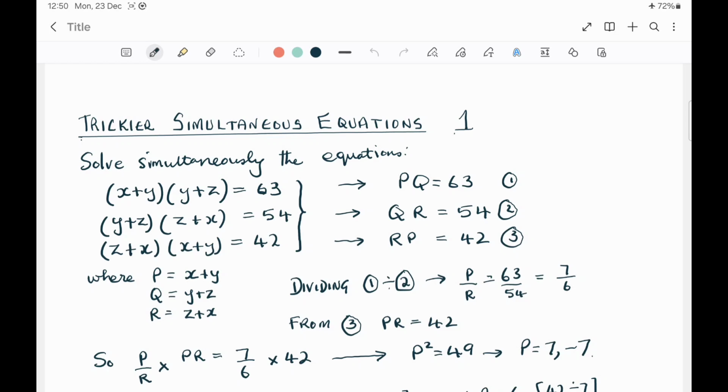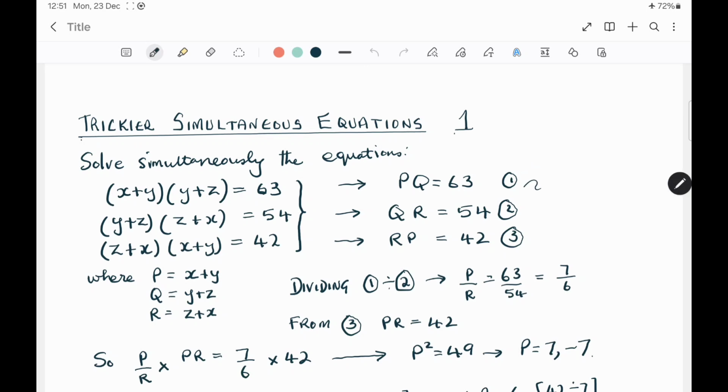So the equations are (x + y)(y + z) is 63, (y + z)(z + x) is 54, (z + x)(x + y) is 42. I've written that down as PQ is 63, QR is 54, and RP is 42, where P is the x plus y, Q the y plus z, R the z plus x. You don't have to do this. It is not a necessary step, but for me, it just makes the explanation a little bit tidier.